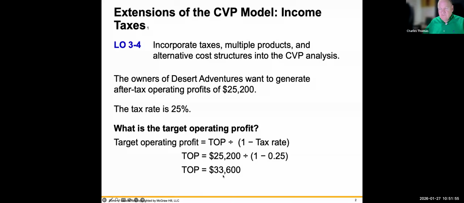The intuition should be straightforward. To generate 25,000 after taxes, I have to generate more than that before taxes because I'm going to have some taxes deducted. And that's basically what we're doing here. We're going to divide the after-tax profit by 1 minus the tax rate. So this term, 1 minus the tax rate, is just introduced into the analysis that you're familiar with in the basic CVP model.